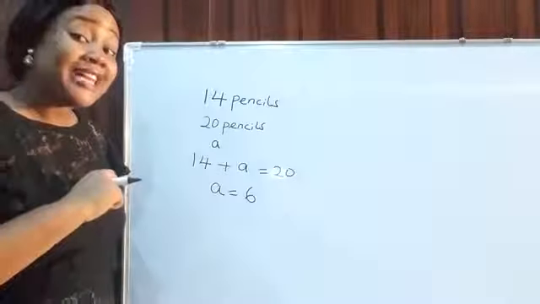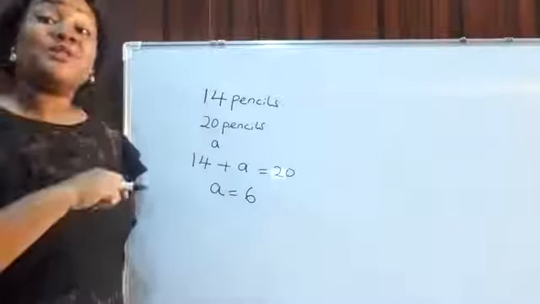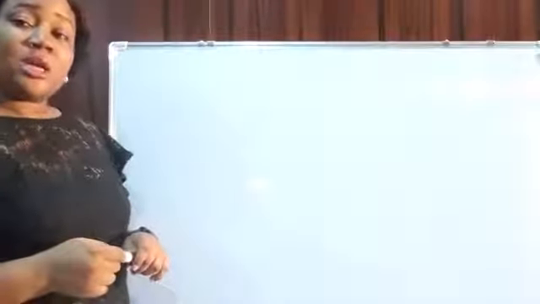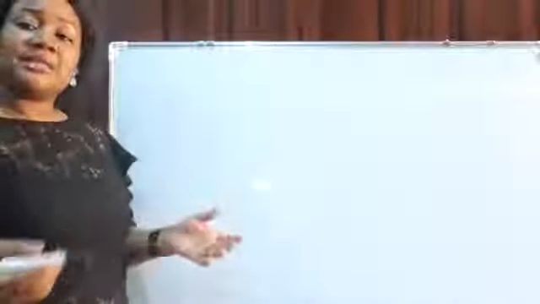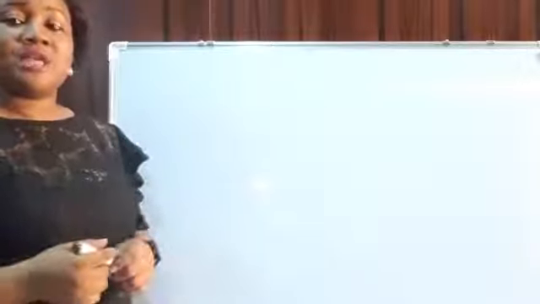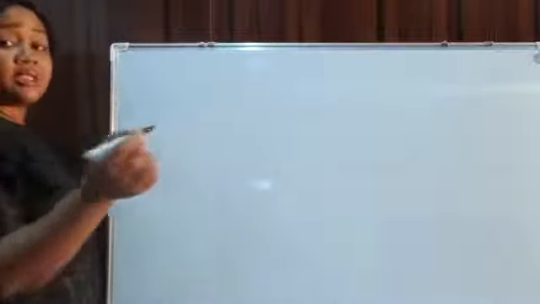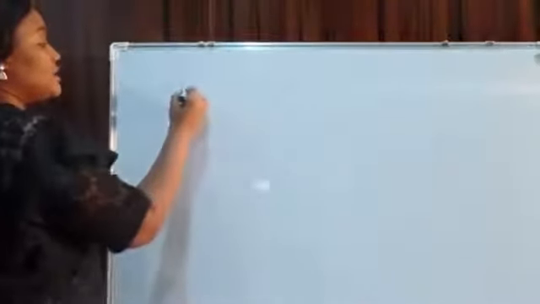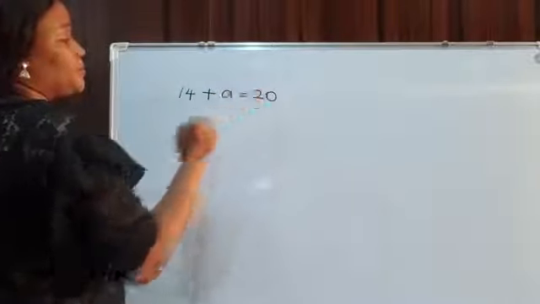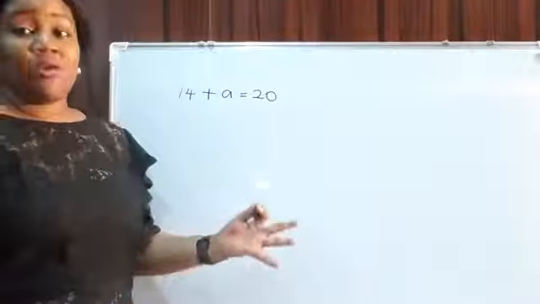Now, how did I get to this? I'll teach you the tricks and tips on how to solve linear equations. So in equations, the unknowns are usually represented with alphabet letters, and they are called variables. Okay, let's take for example, from our previous example, you have 14 plus A equals 20. Now, in this equation, we are trying to find A. All we need is A. How do we get A?